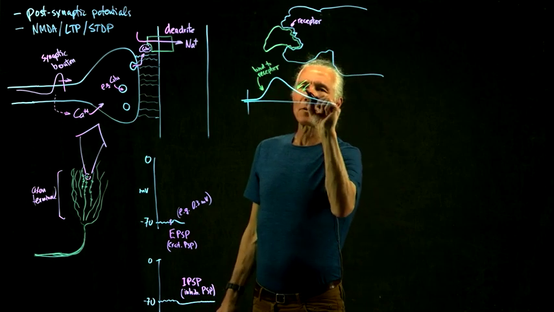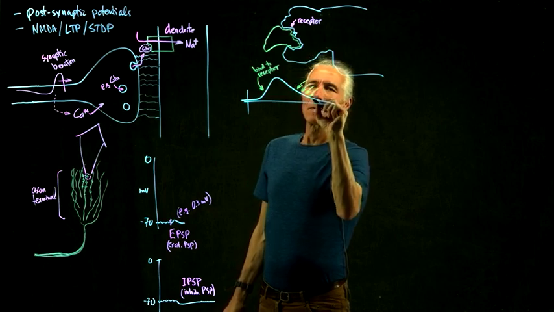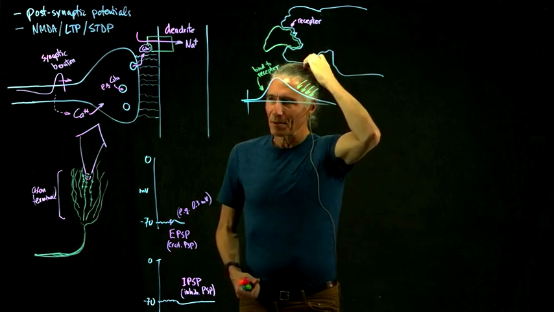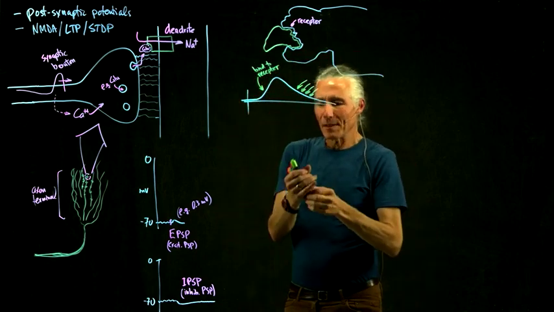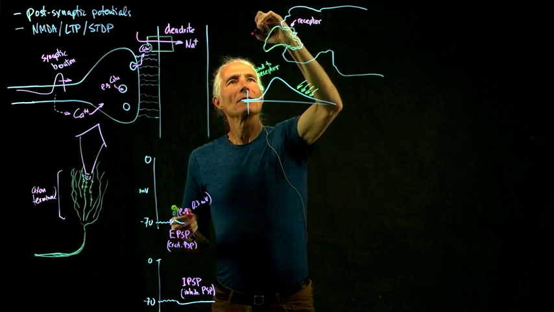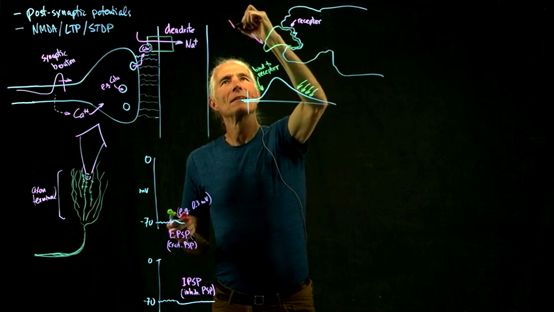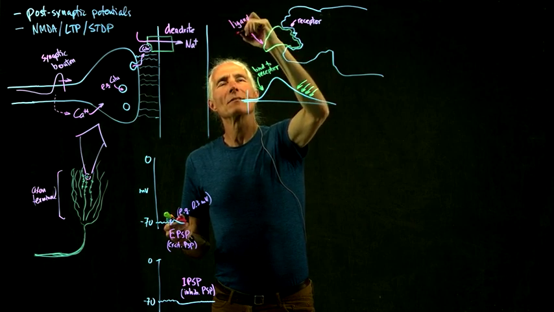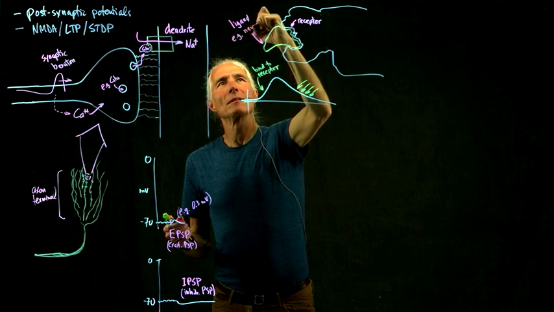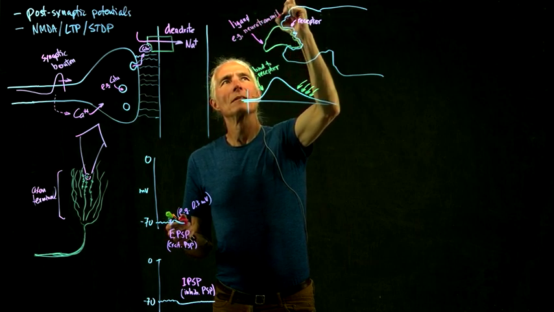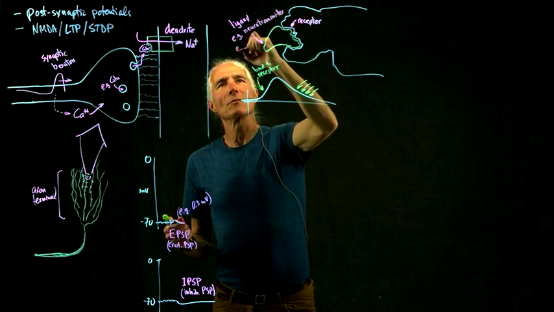It turns out there's a whole bunch of things that cause it to go down. But in order to understand this, you have to realize that this guy is called the ligand, for example, a neurotransmitter, for example, glutamate.